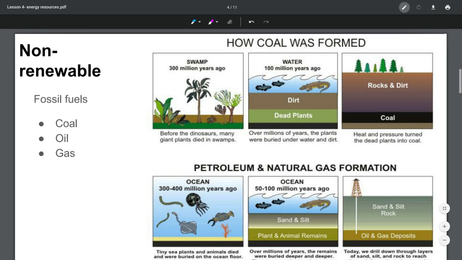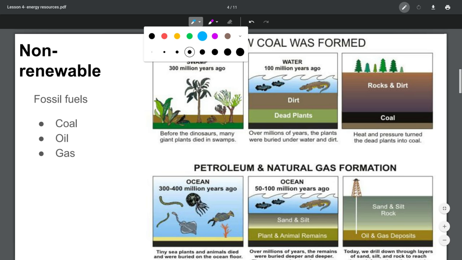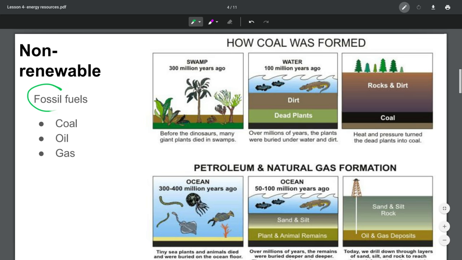So we've got the non-renewable resources here, what we call the fossil fuels. And the key, I guess, really obvious word there is fossil. They are fossilized remains of living things. So it depends on which one you're looking at as to which type of fossil it is. Now, fossils take an extremely long time to make.